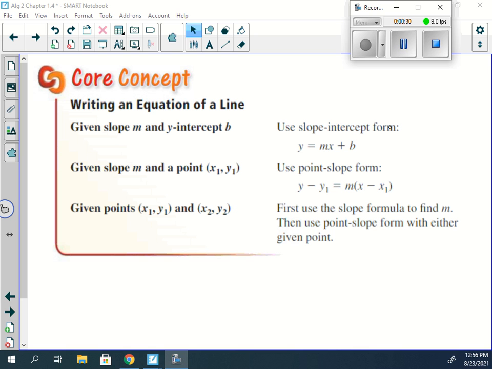The main reason they call it slope-intercept form is that in this equation we have the slope and the y-intercept. And that's the one that y'all have used before, y equals mx plus b.